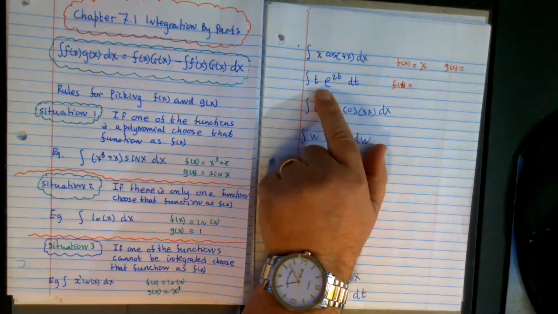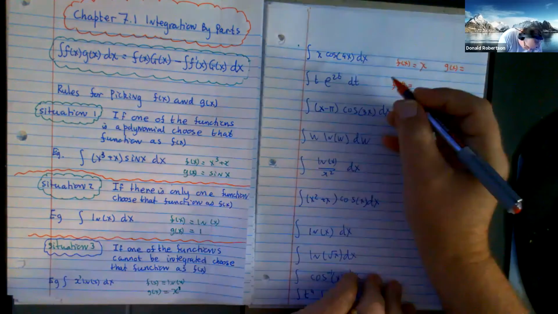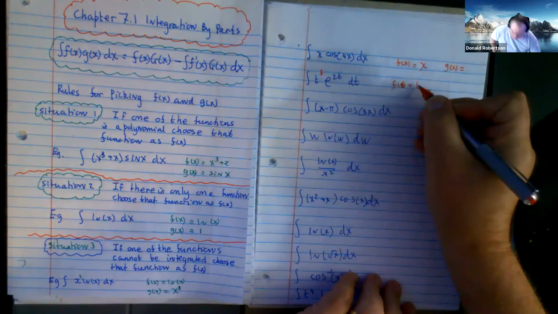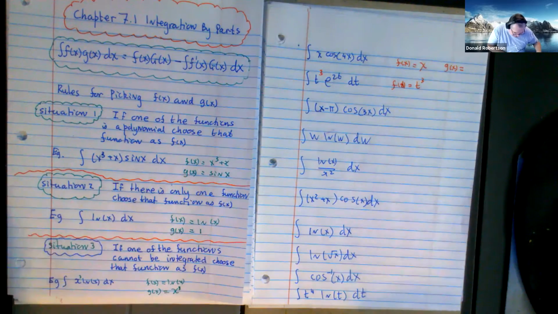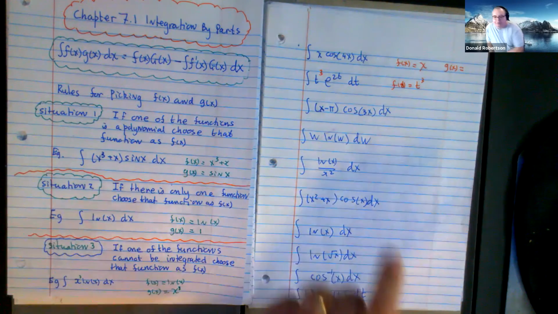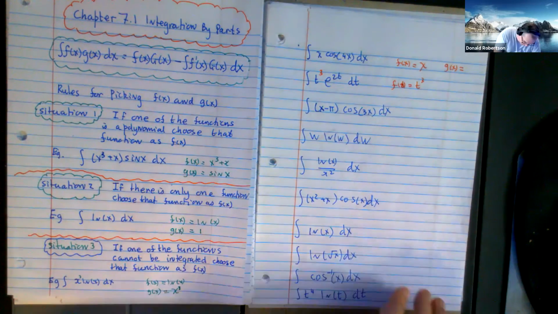Just t. Let's change it. Let's pretend it was t cubed. Wouldn't you pick t cubed? Might be the same though. What about this one then? Who would your f of x be this time?